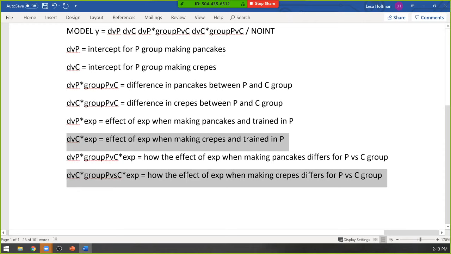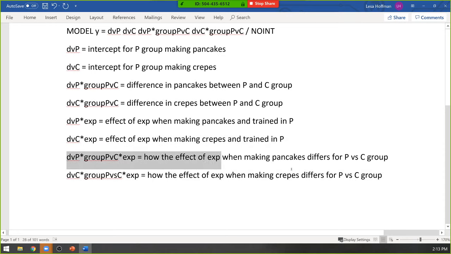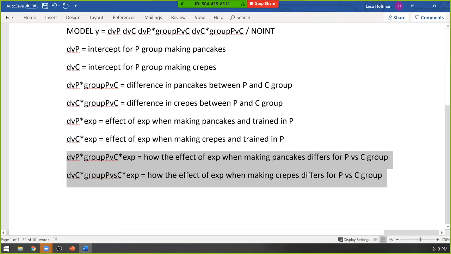So the only actual interaction terms in this model are the last 2. This is an interaction of group by experience for each DV. Everything else is either an intercept or a main effect.